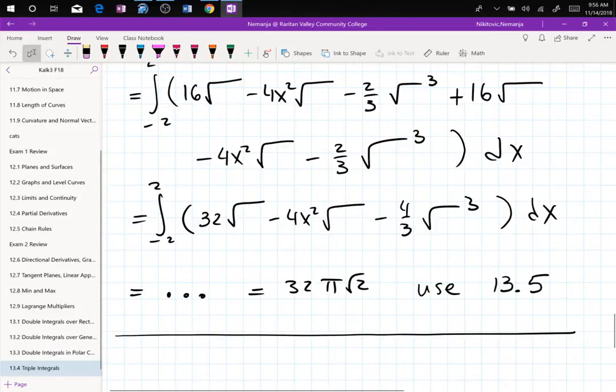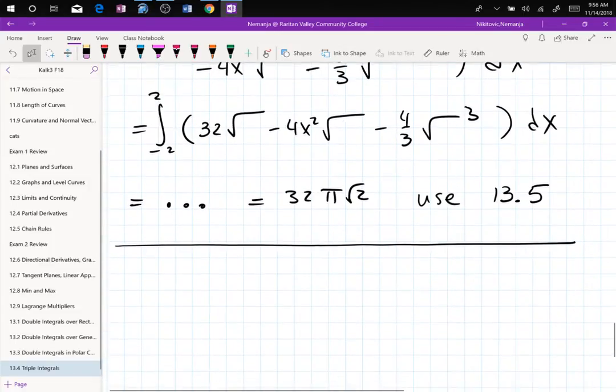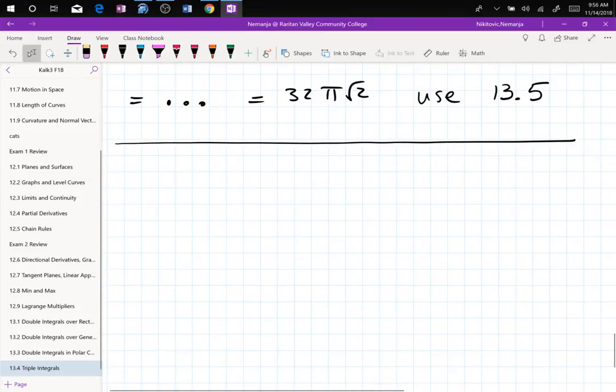That's next lecture: triple integrals in cylindrical and spherical coordinates. That will solve this like nothing. So that's next lecture. Let's go and set up some other cool ones from the homework.